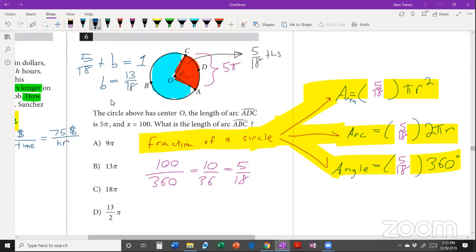So we just figured out that this piece right here is 13/18 of the circle. And that totally makes sense, because 13/18 plus 5/18 is 18/18. So in other words, it's one whole circle. So when we're being asked for the length of arc ABC, we have to get 13/18 of the circumference.